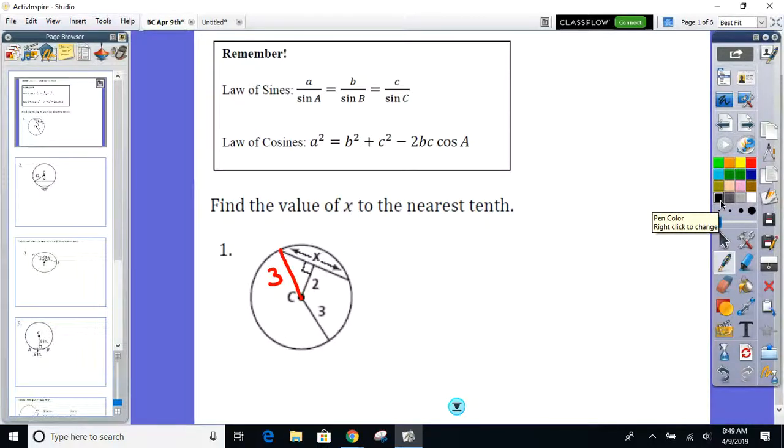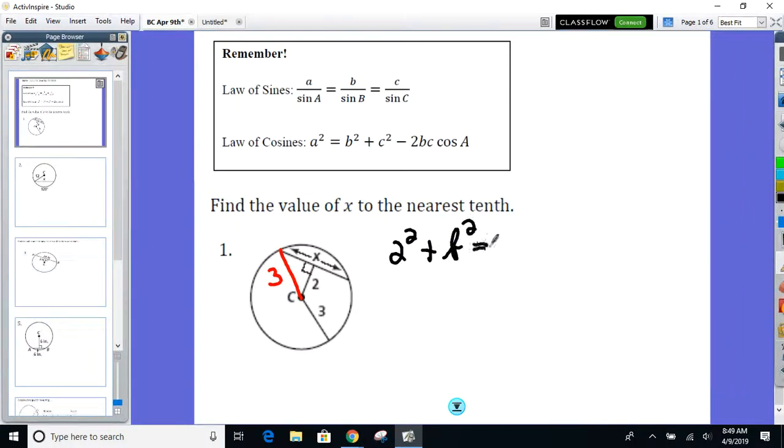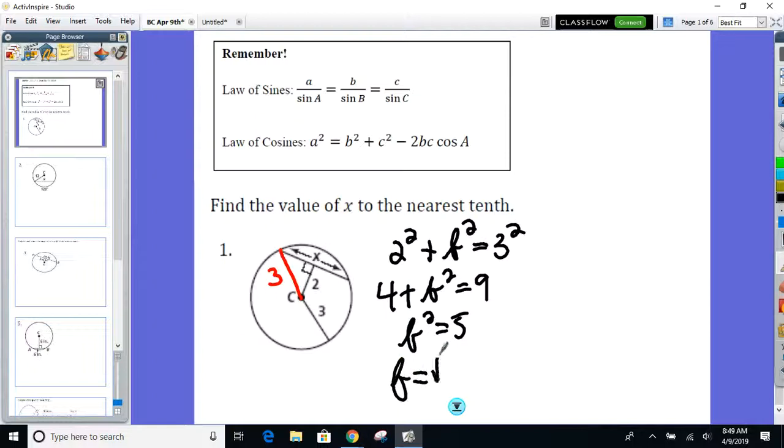Well, Pythag won't find x. Pythag will find half of x. So I got 2 squared plus b squared equals 3 squared. I got 4 plus b squared equals 9. What do I have there? b squared equals 5. So half of the chord is the square root of 5. So what can I do to find x? Multiply it by 2. So I have 2 radical 5, but the directions do say nearest tenth.